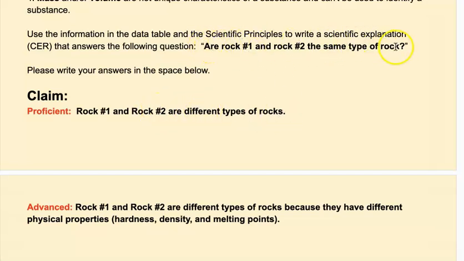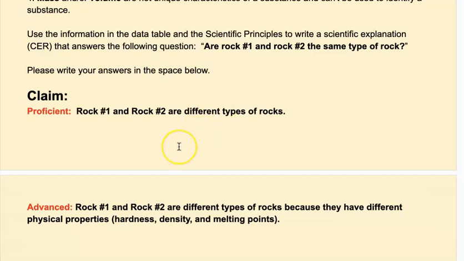All I did was copy and paste this down here, get rid of the R, make this a capital R, and then say "are different types of rocks." That's it. There's my claim.